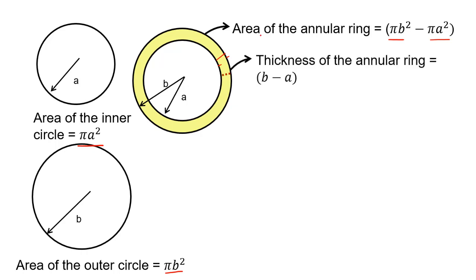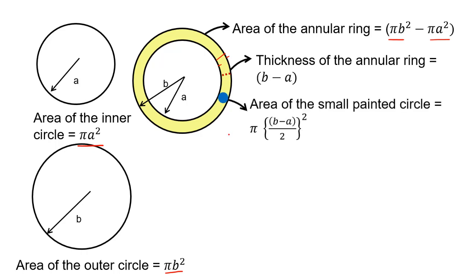What is the thickness of this annular ring? The thickness of the annular ring is b minus a. So if we now want to fit a circle in this annular space, what should be the area of that circle? Then area of this small painted circle must be pi into (b minus a) by 2 whole square, because this one is b minus a. So if we are considering the radius only, then it will give us (b minus a) by 2, right?